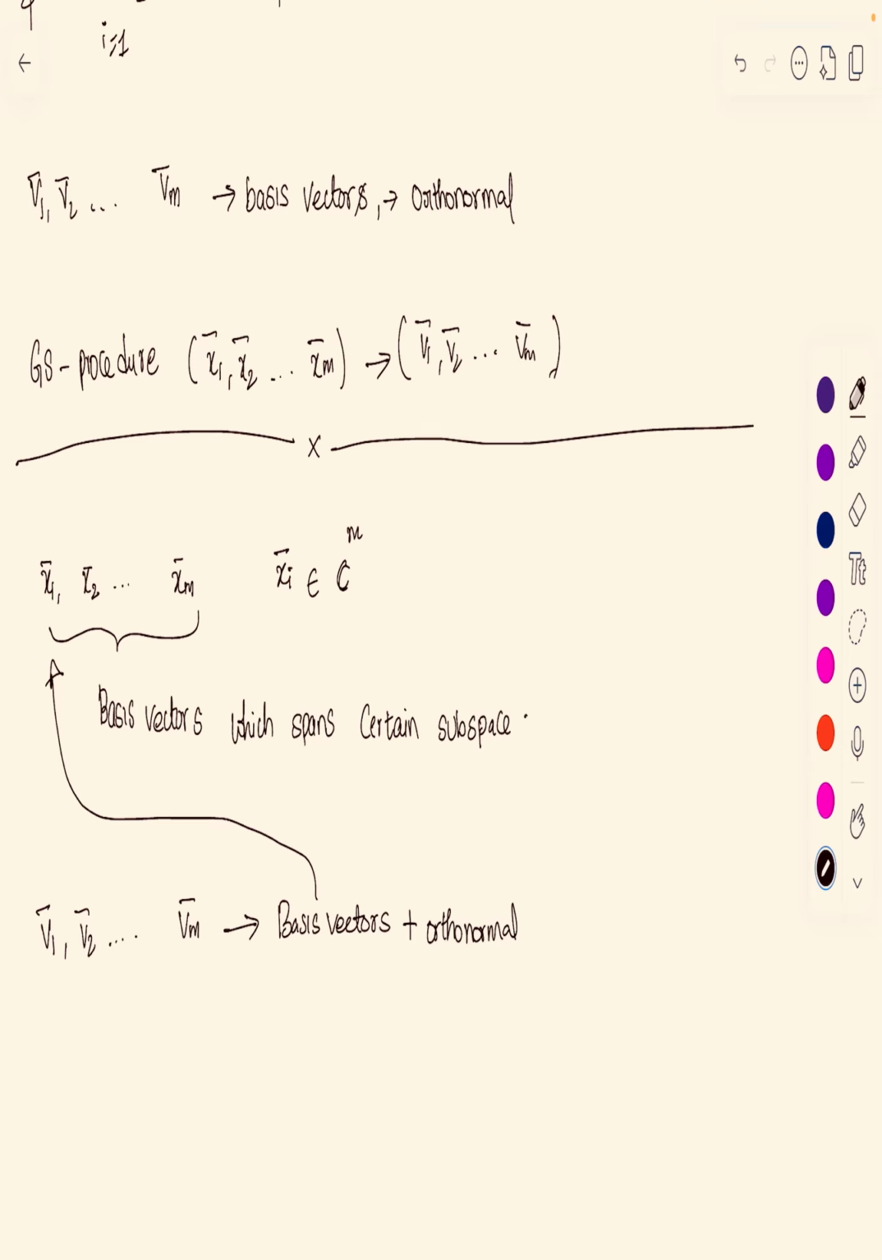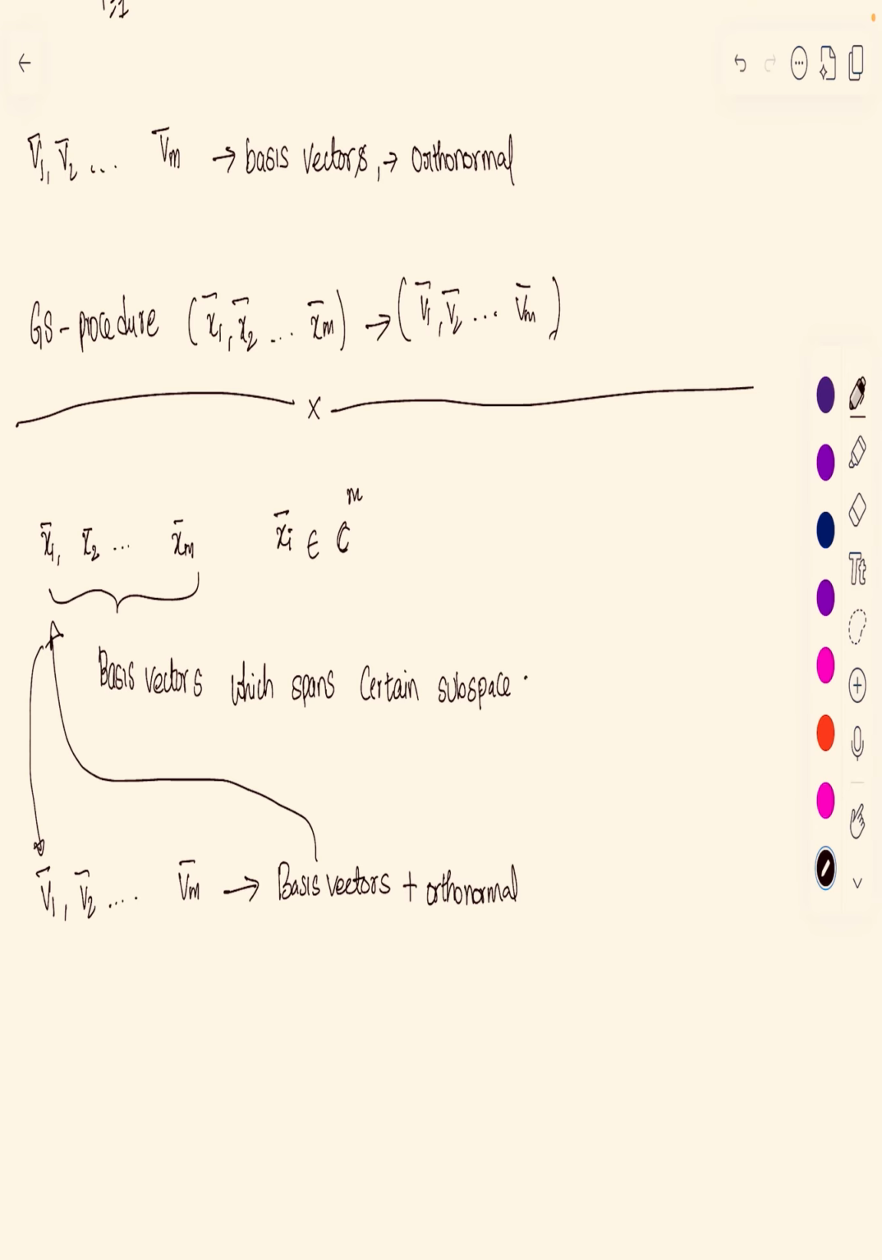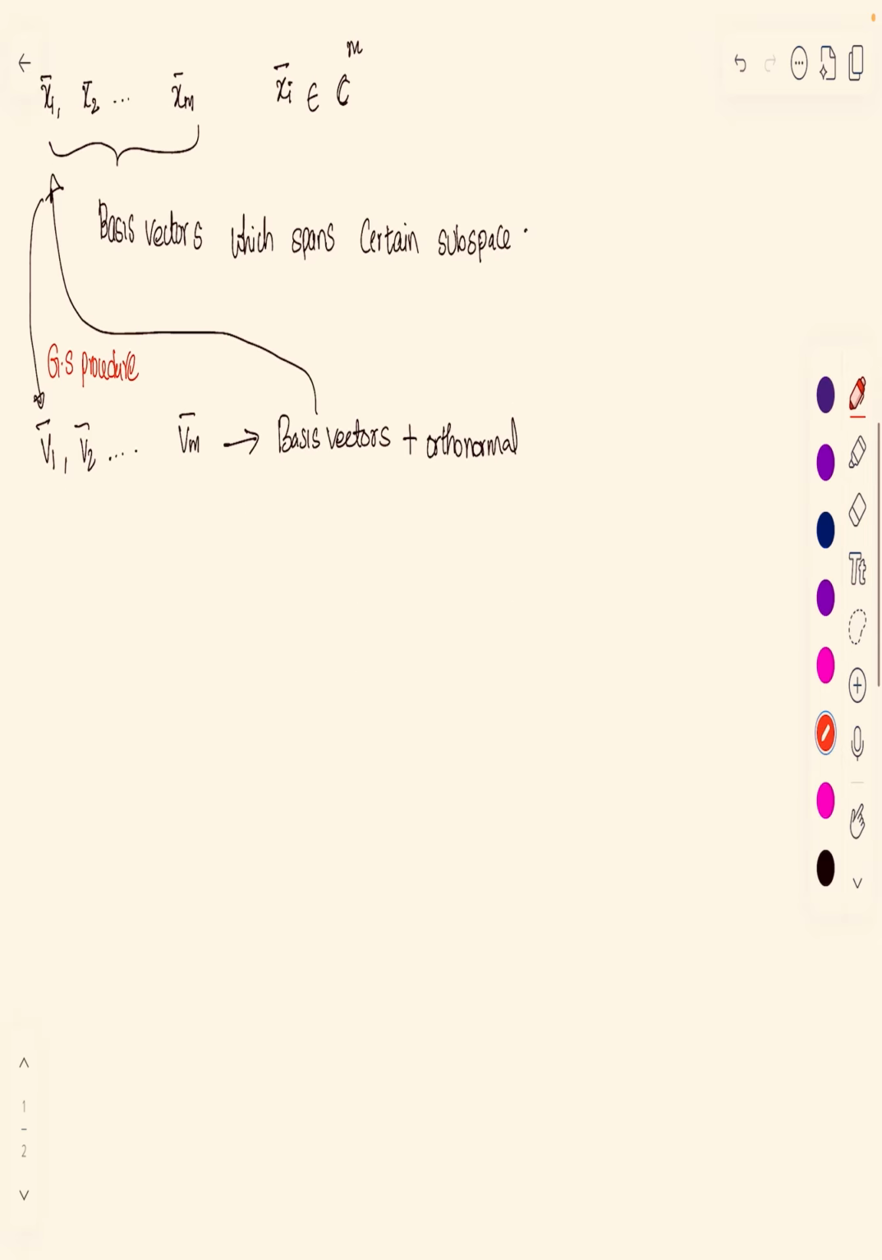The setup is we started with a set of vectors, and each vector is an m-dimensional complex vector, and those are the basis vectors which span a certain subspace. We would like to find another set of basis vectors which are orthonormal in nature and which span the same subspace as x1 bar, x2 bar, and so on, xm bar. The bridge which fills the gap between x1 bar, x2 bar, and so on, xm bar to v1 bar, v2 bar, and so on, vm bar is called the GS procedure. In other words, it is Gram-Schmidt orthogonalization. Okay, so this is the setup.